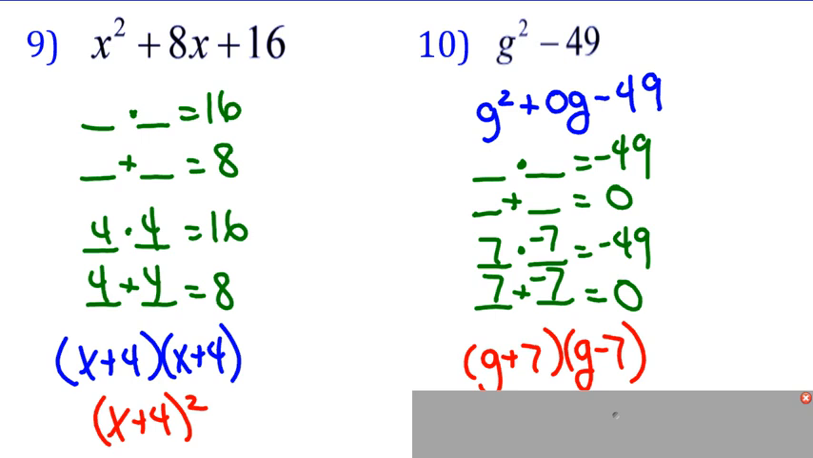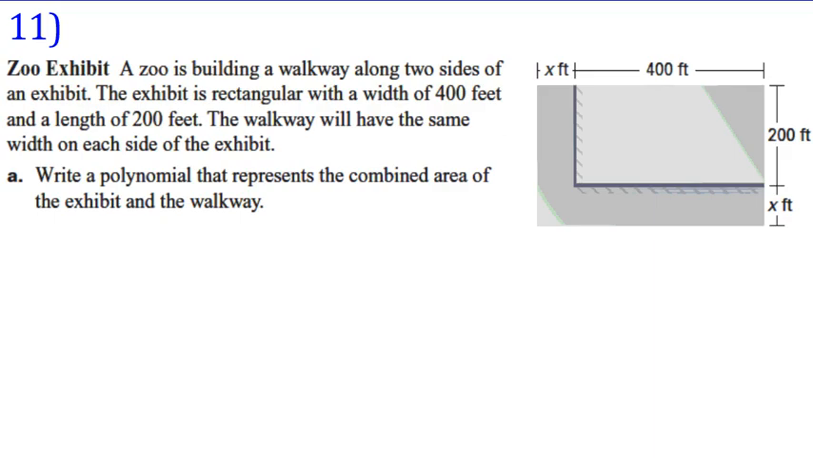While we've been doing all this factoring, let's see how we can apply it to real-world situations. So here we have a zoo exhibit where the zoo is building a walkway along two sides of the exhibit. The exhibit is rectangular with a width of 400 feet and a length of 200 feet. The walkway will have the same width on each side of the exhibit.